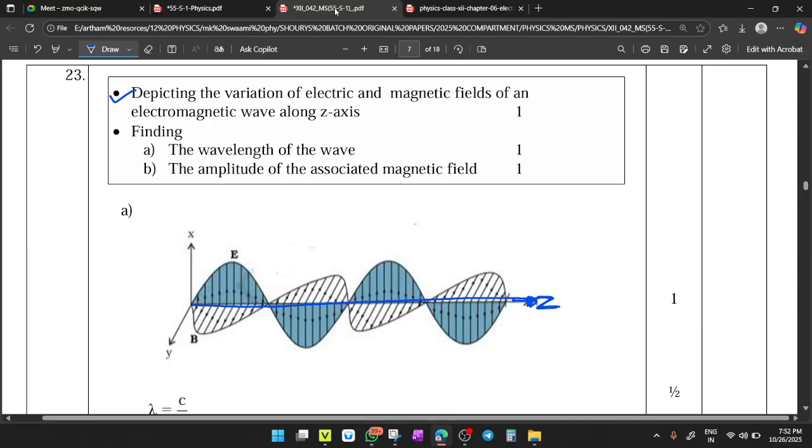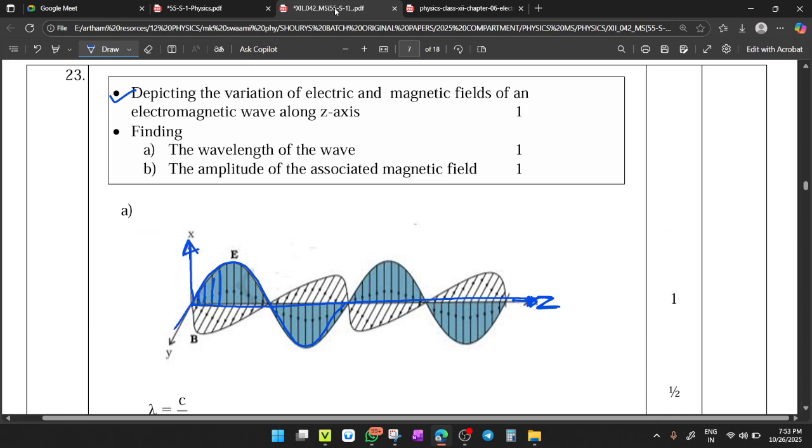If the direction of propagation is along the z-axis, then the magnetic field and electric field will be perpendicular to the z-axis. That means one of the fields will be along the x-axis and the other along the y-axis. So there are two mutually perpendicular fields. The electric field you can take on either the x-axis or the y-axis, but it should be perpendicular to the z-axis. Clear?